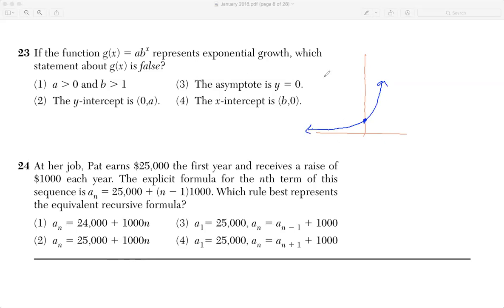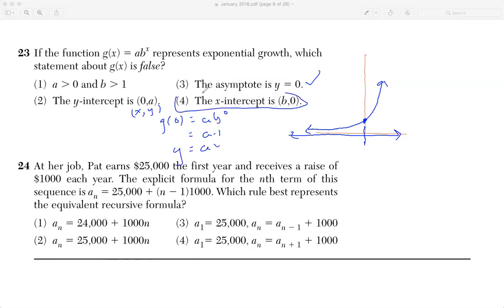It grows very fast, and it never touches the x-axis. It goes through a point here. The asymptote, that's the thing that it doesn't touch, is y equals 0. Y equals 0 is the x-axis. That's true. An asymptote is a line that a function never touches. The y-intercept is a. Yes, because just plug in 0. Remember, this is x, this is y. G of 0 equals a b to the 0. B to the 0 is just 1. This is a times 1, so this is a. So this is true. The x-intercept, this is false. There is no x-intercept. This thing will never go through the x-axis, unless it was shifted down somehow, but it's not shifted down.